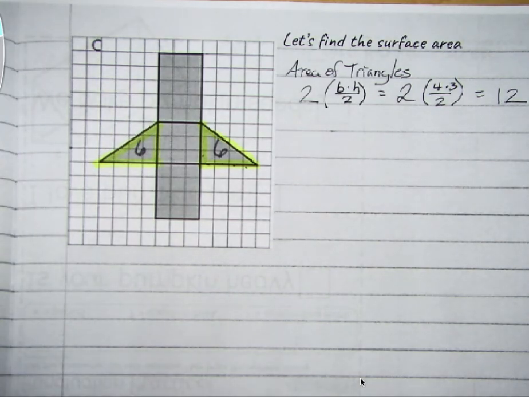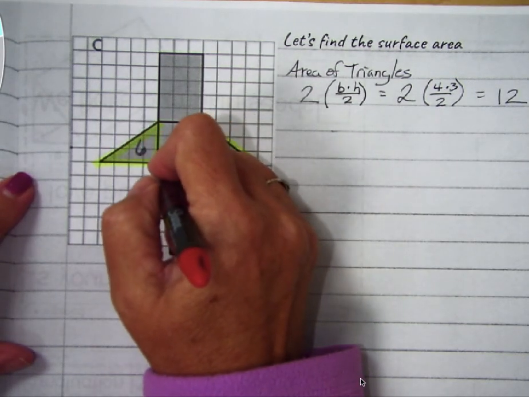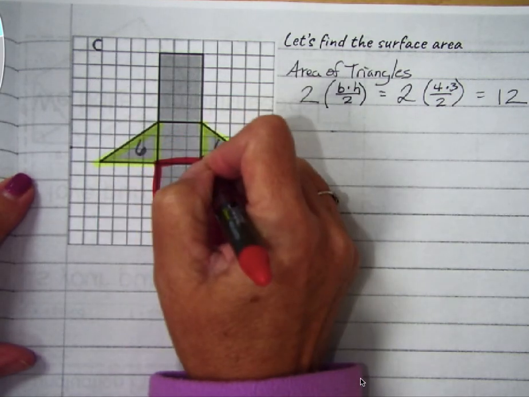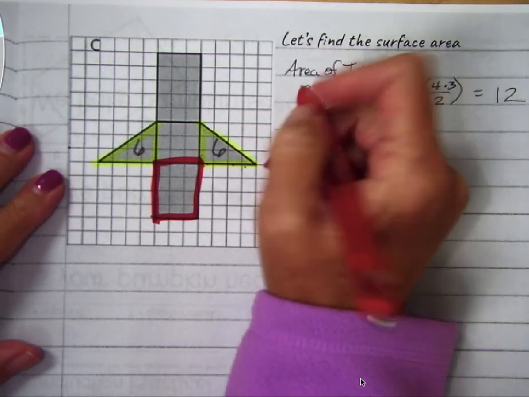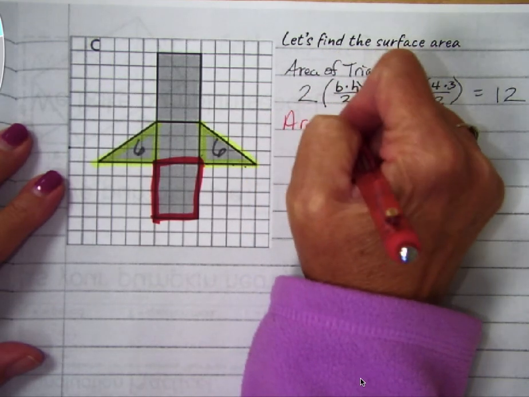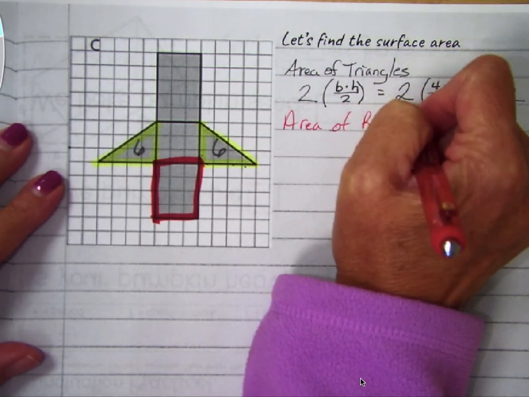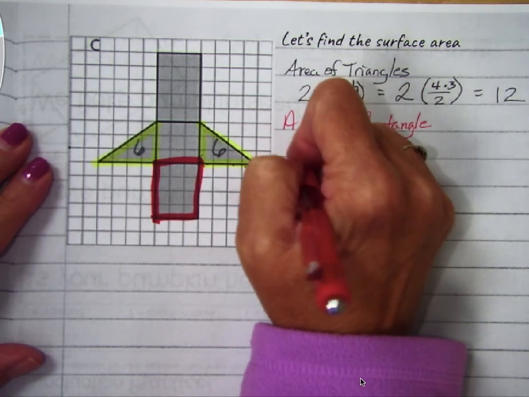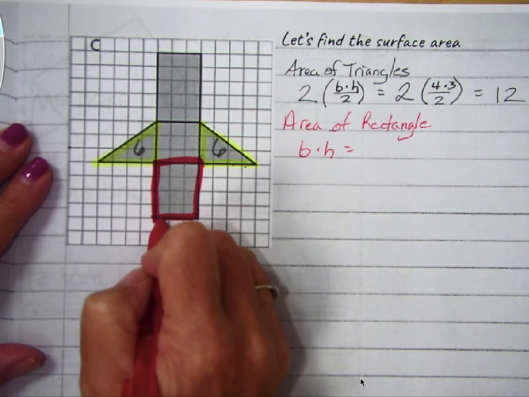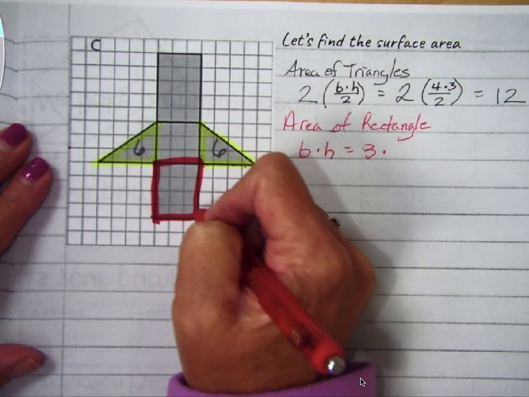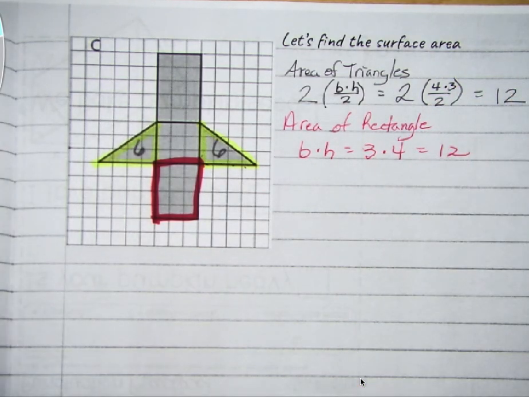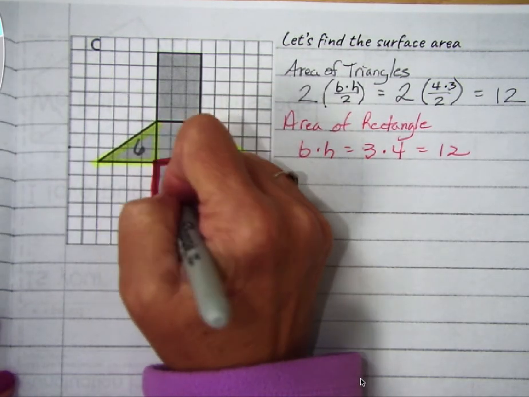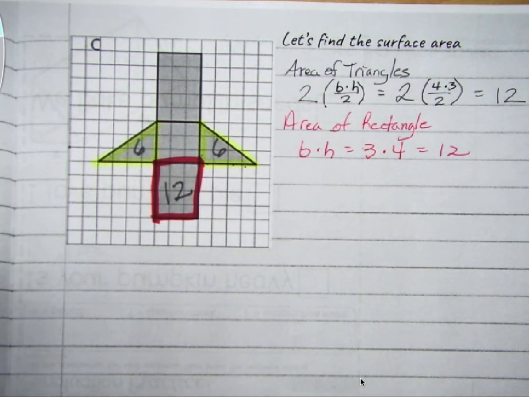Okay? So the next thing I'm going to do is look at this rectangle. Area of rectangle. And we only have one of them. It's base times height. Base is 1, 2, 3. Height, 1, 2, 3, 4. So my area of this one is 12. Okay? I'm going to go ahead and write that in. Go ahead and write in 12.